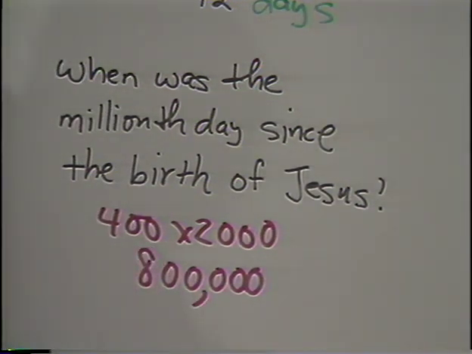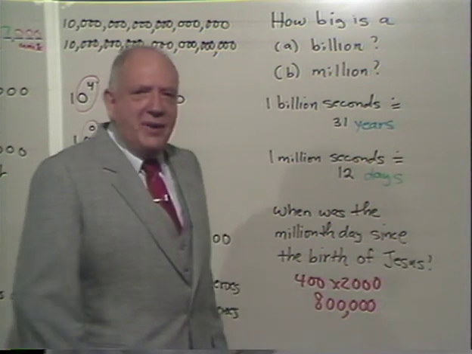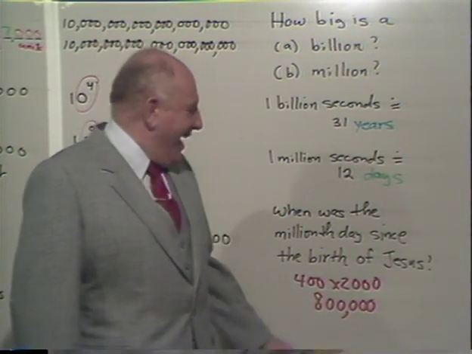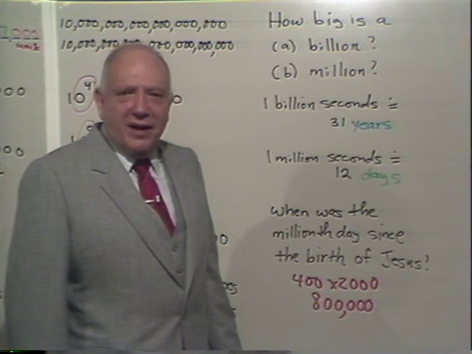In other words, if this were the year 2000 and there were 400 days in the year, there would only have been 800,000 years, 800,000 days since the birth of Christ. Isn't that an amazing number?